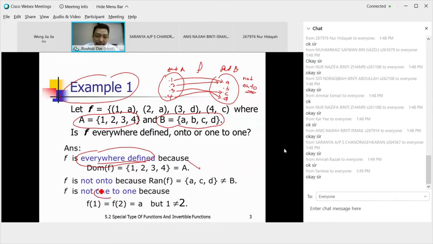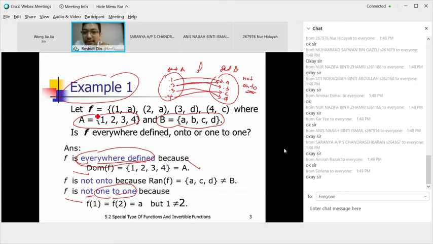Another one is one-to-one? No, because here 1 maps to A. Suddenly 2 also maps to A, 2 does not map to B. So this is not a one-to-one mapping. If these 2 map to B, so all have their own mapping, and this mapping is one-to-one, so we call it one-to-one. That's the difference between everywhere defined, not onto, onto and one-to-one.